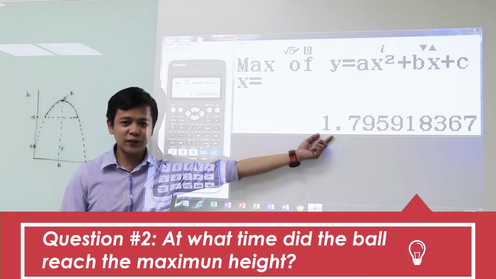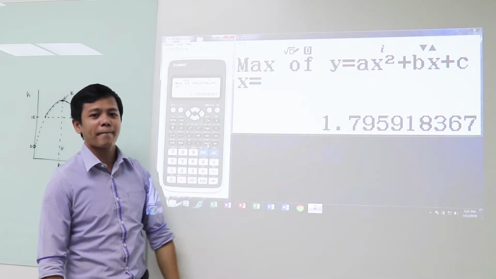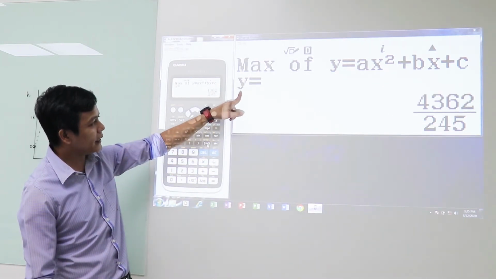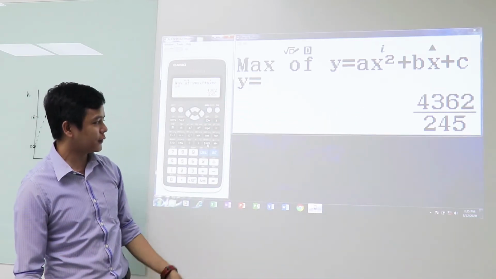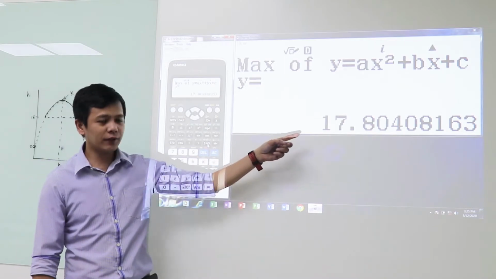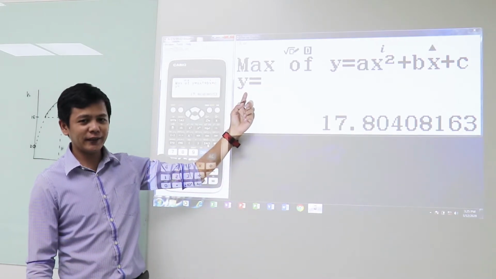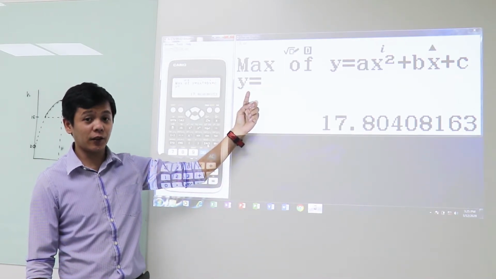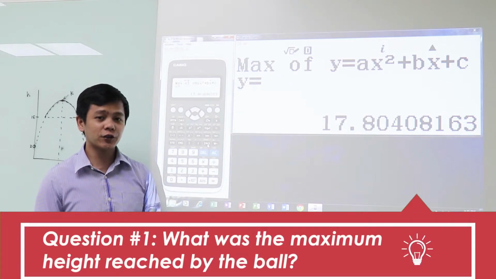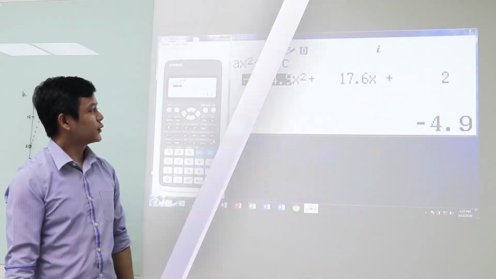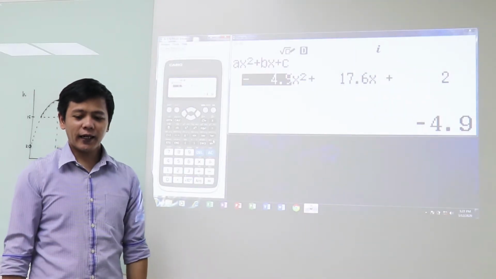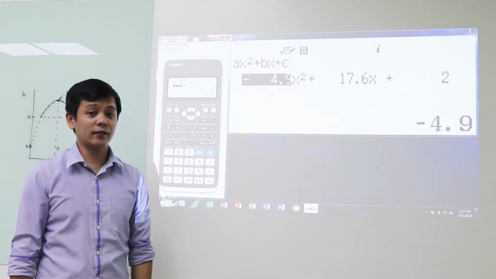And this is the answer for the second question. And the last value, y, is equal to 4362 over 245 or 17.8, is actually the maximum height reached by the ball. So the answer for the first question is 17.8 meters. Okay, so for the third question, after how many seconds did the ball hit the ground?